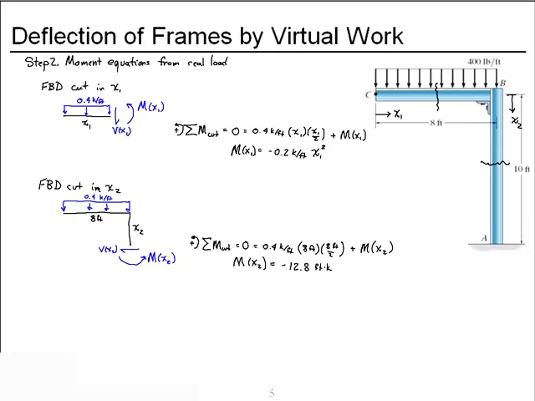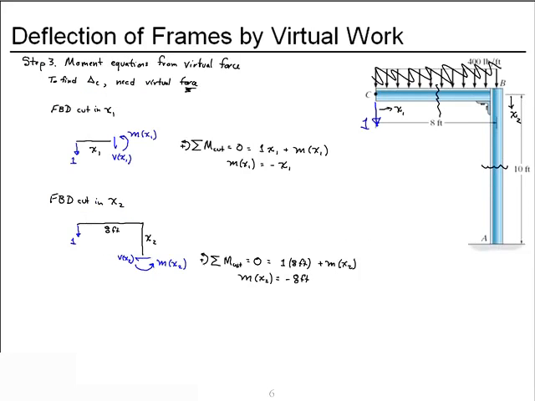We calculated moment equations in the two members of the frame due to the real load. We then repeated the process for the virtual force. We have to apply a virtual force if we're looking for a real displacement. And notice that our coordinate system, x1 and x2, has to be consistent between the moment equations for the real loads and the moment equation for the virtual force. The m's have to be drawn the same way on our free body as well.